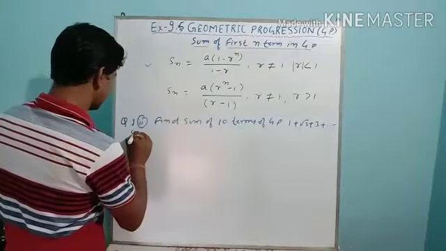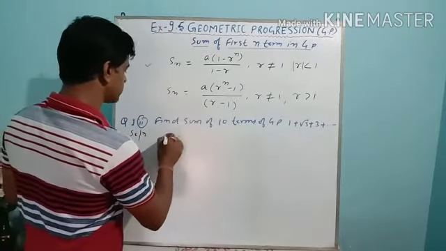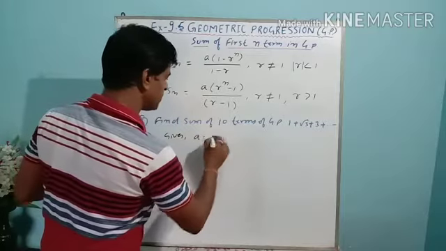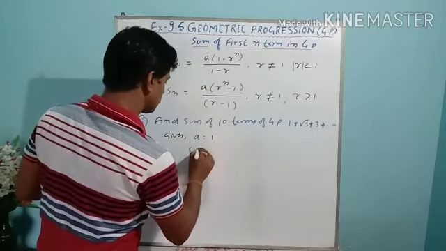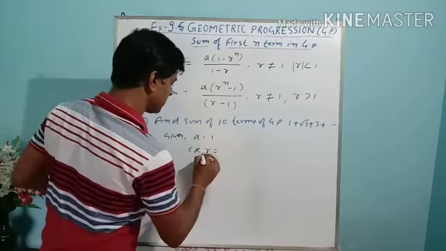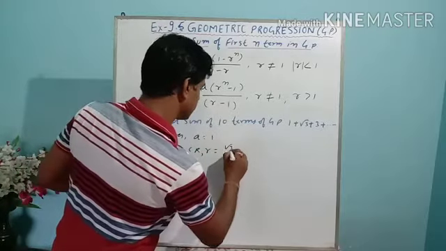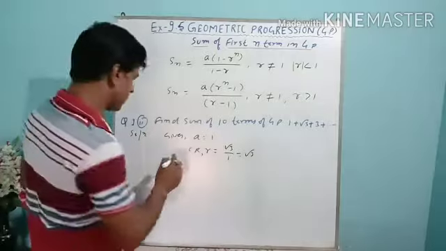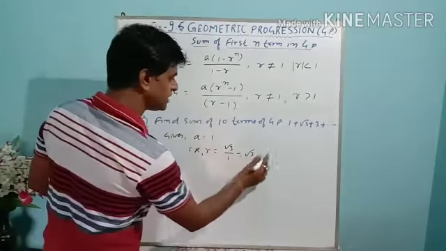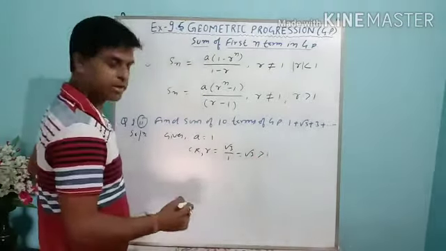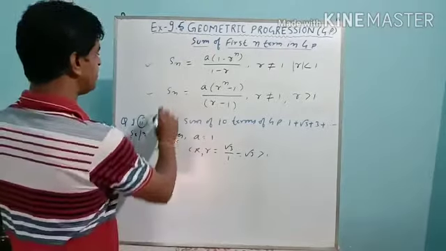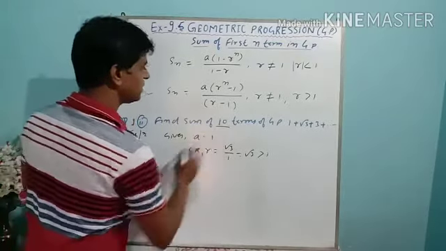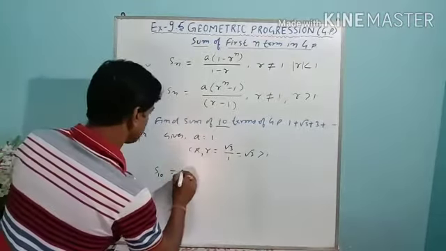See what we are given. The first term, that is A, is 1. Common ratio, that is R, means second term by first term, that is root 3. Understood? Now here this root 3 is greater than 1, so use this formula. Therefore the sum of S10 terms.